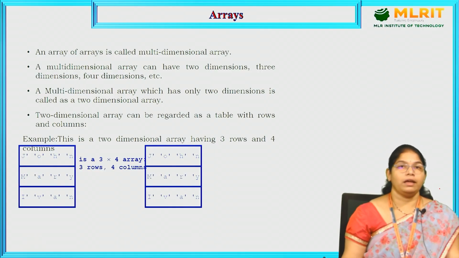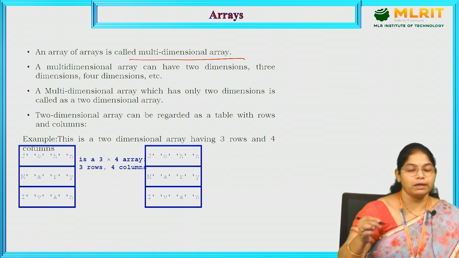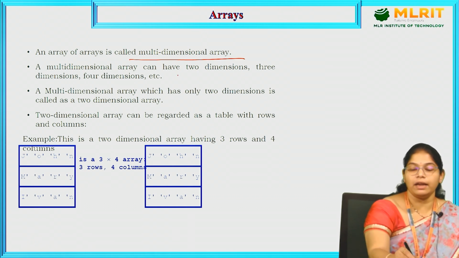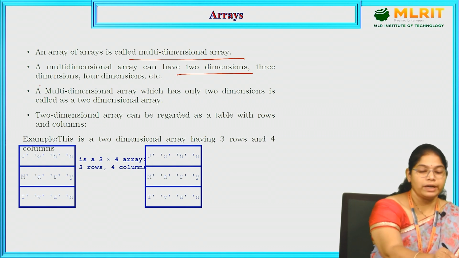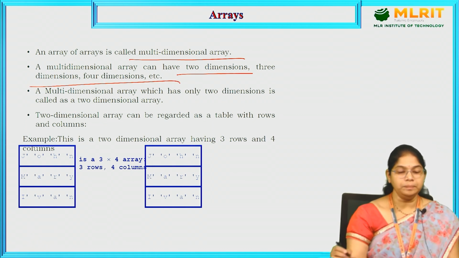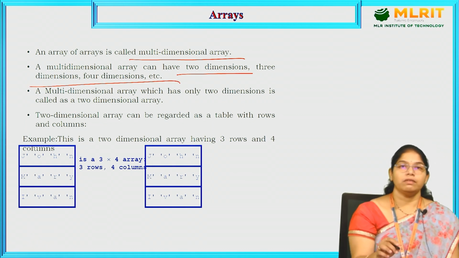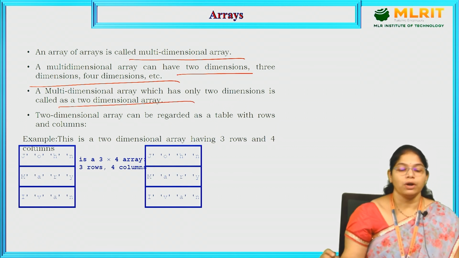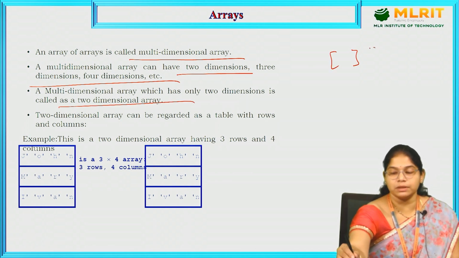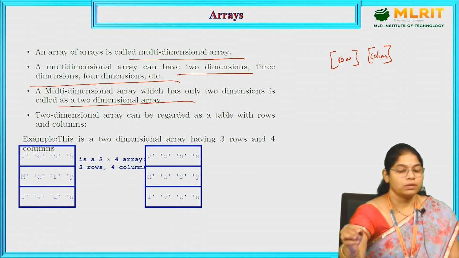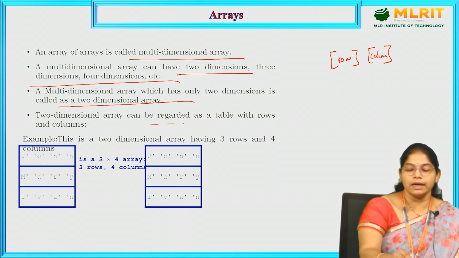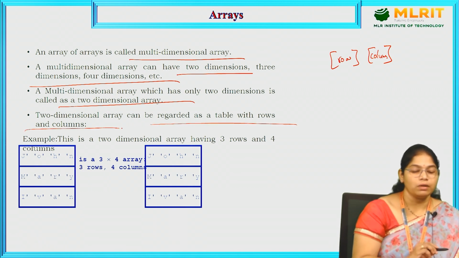Multidimensional array. An array of arrays is called a multidimensional array. A multidimensional array can have 2 dimensions, 3 dimensions, 4 dimensions, etc. A multidimensional array which has 2 dimensions is called a 2-dimensional array. Just now we discussed the 2-dimensional array. We have 2 subscripts: one is the row and another is the column size. A 2-dimensional array can be represented as a table with rows and columns.